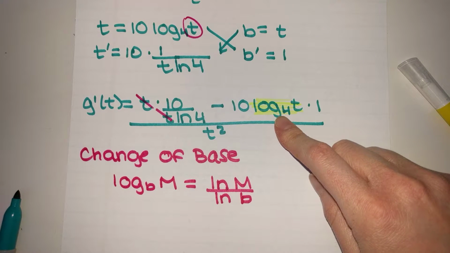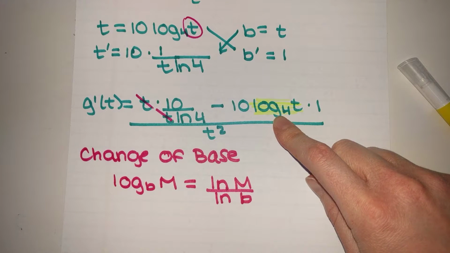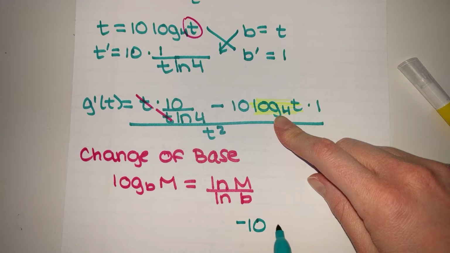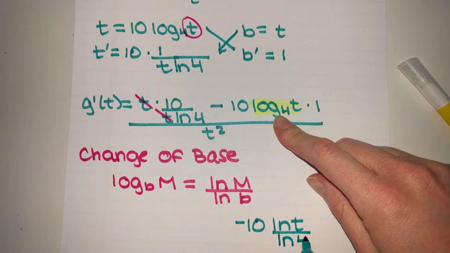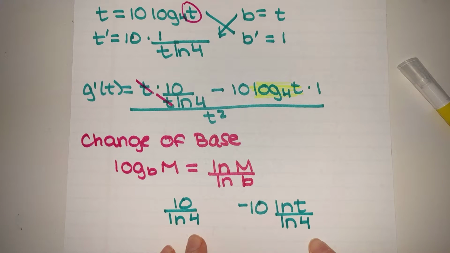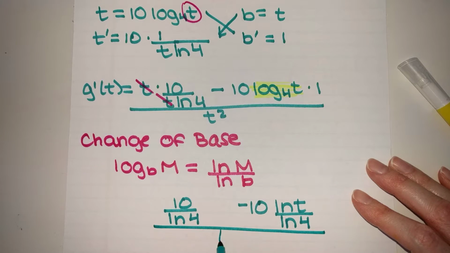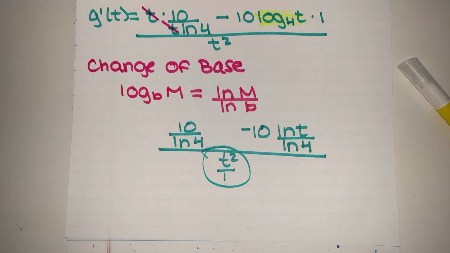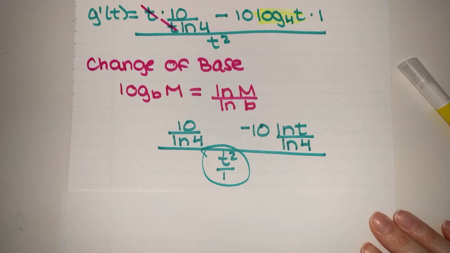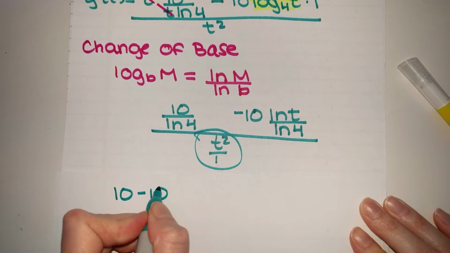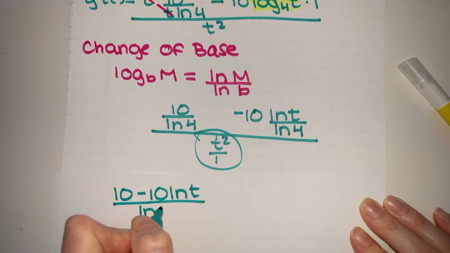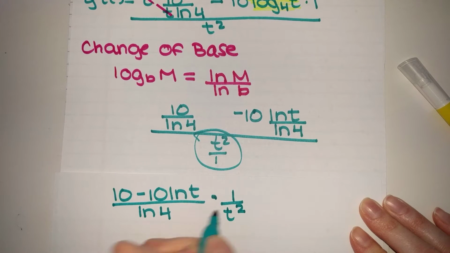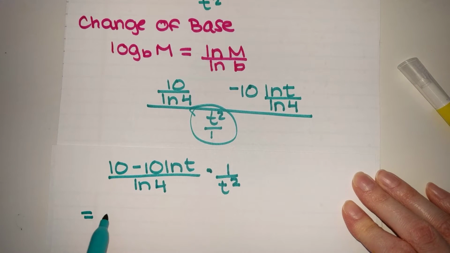So in this particular instance, if I use that change of base formula on this log base 4 of t, that's going to give me minus 10 natural log of t over the natural log of 4. And then in that rewriting, we now have a common denominator of natural log of 4. That is then all over t squared, which again we can assume to be over 1. And once we assume that it's over 1, we'll just want to multiply by the reciprocal of that denominator. So that gives us 10 minus 10 natural log of t over the natural log of 4 times 1 over t squared.